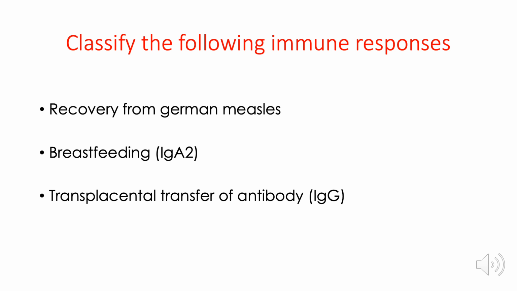Next, transplacental transfer of antibodies from the mother to the developing fetus. This is also an example of natural passive immunity. What I want you to learn from this slide is that the antibody that we can get from the breast milk is secretory IgA. The antibody that can cross the placenta is IgG.